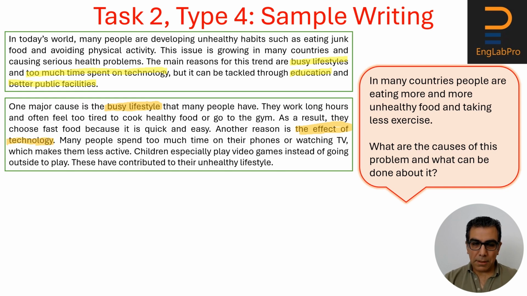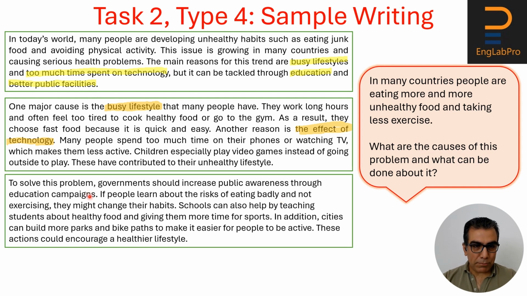Let's go to the second body paragraph and the solutions. Well, to solve this problem, governments should increase public awareness through education campaigns. Through education, you can see it here. If people learn about the risks of eating badly and not exercising, they might change their habits. Schools can also help by teaching students about healthy food and giving them more time for sports.